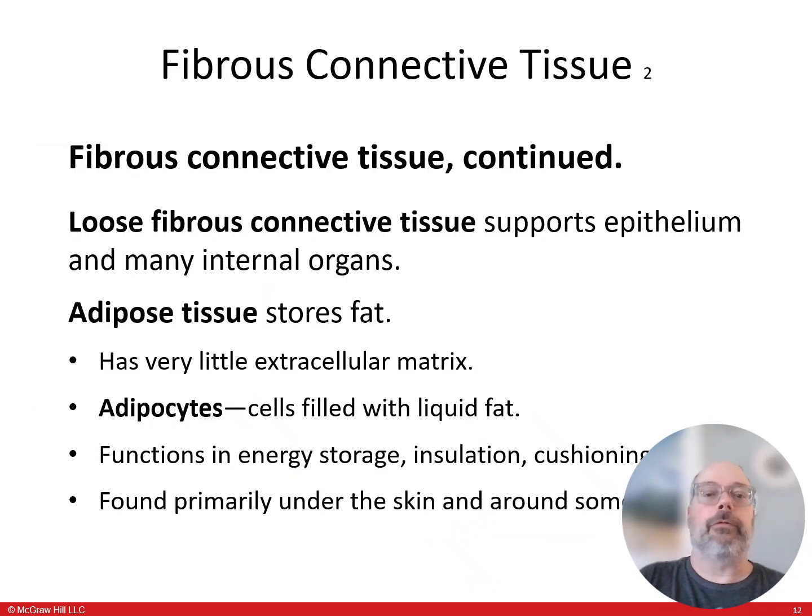Loose fibrous connective tissue supports the epithelium and many internal organs. Adipose tissue, again, stores fat. I love testing on that, so you should know what adipose tissue is. Adipocytes are just cells filled with fats. Fats can function a lot of different ways: energy storage, insulation, keeps us warm. Typically, fatter people are warmer in the winter than skinny people.